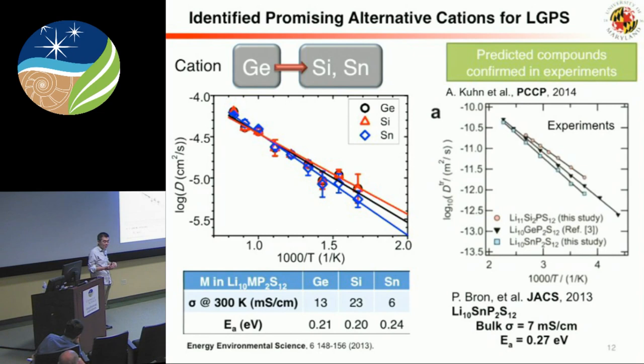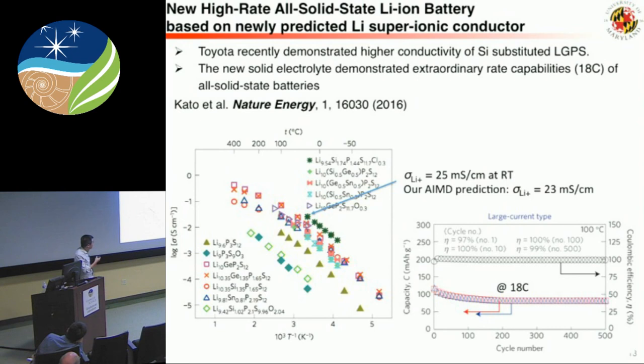And you can see the bulk conductivity they got is 7 millisiemens per centimeter, and our computation prediction is 6. So this really demonstrates the capability of computation to predict new materials and their properties. And this is another experimental work by Toyota, the same group, and it just came out in 2016 in Nature Energy.